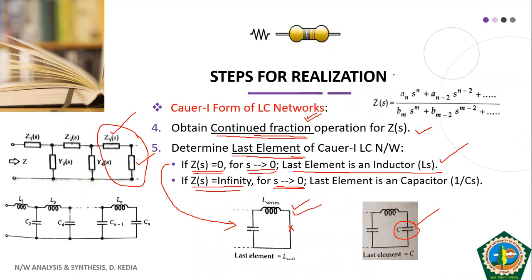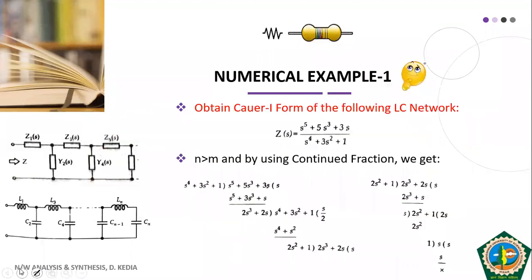Okay, I hope everybody has understood this. So students, after discussing these steps for realization, now we move to an example. This is the numerical example for the Cauer 1 form. You see, we have been given the driving point impedance function.